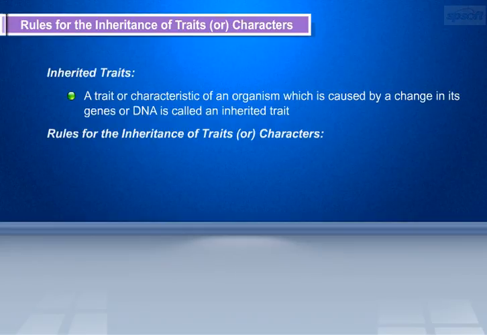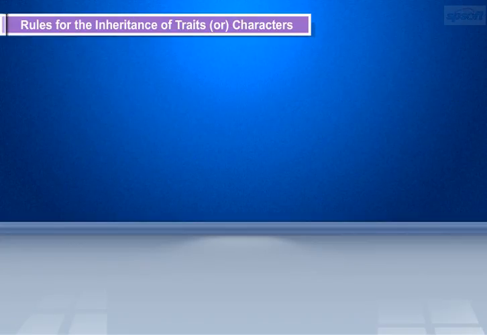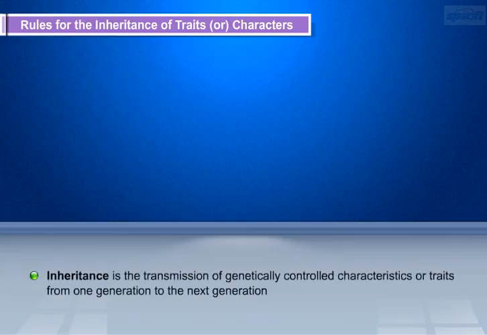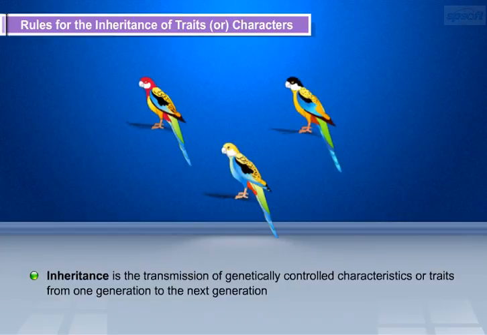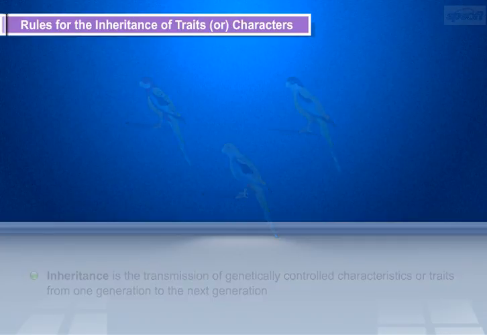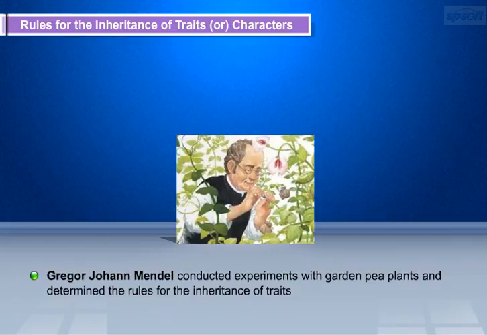The two rules are monohybrid inheritance and dihybrid inheritance. Before we move to the rules in detail, let us discuss in brief inheritance and Gregor Johann Mendel. Inheritance is the transmission of genetically controlled characteristics or traits from one generation to the next generation. Gregor Johann Mendel conducted experiments with garden pea plants and determined the rules for the inheritance of traits.